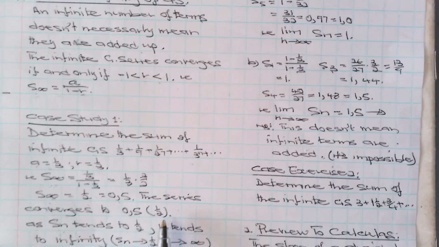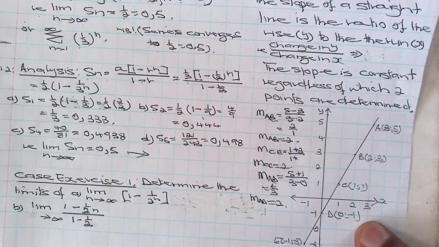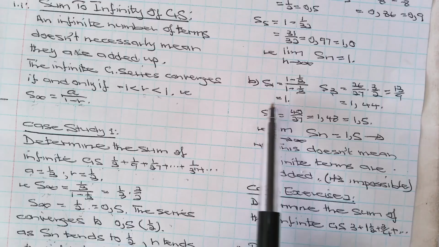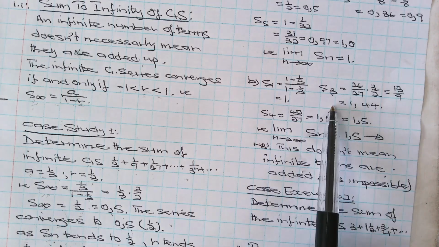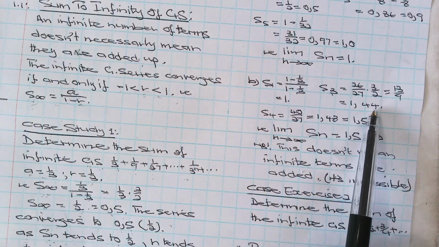The same as b. There is b. Therefore, we do the same. Now what happens here? The sum of one term will be 1. Of 3 terms, 1.44. It means we are targeting 0.5.